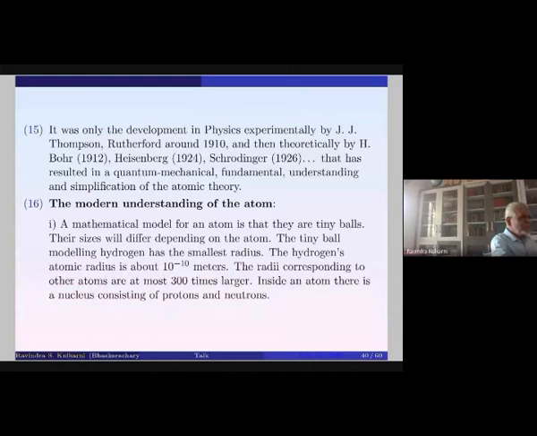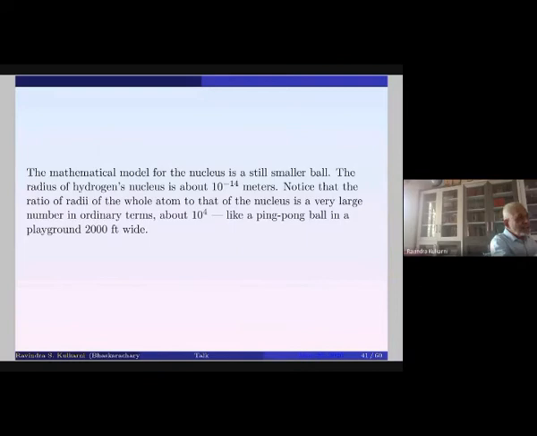What are the actual sizes? What are the radii of the balls? That will depend on the atom. There are 92 atoms, and the radii can increase very fast. But the tiny ball modeling hydrogen has the smallest radius. Hydrogen's atomic radius is about 10 to the minus 10 meters. The radii corresponding to other atoms are at most about 250, 300 times larger, so that multiplied by 10 to the minus 10 is not much different. Now inside that atom, this is the discovery not of Thomson, but Rutherford, that there is a small nucleus, and it is mathematically modeled as a still smaller ball.